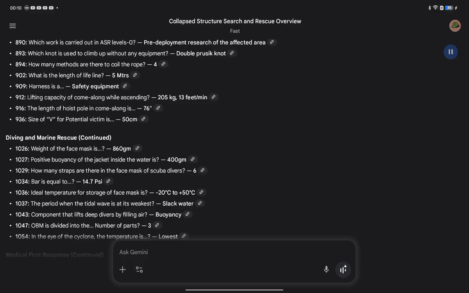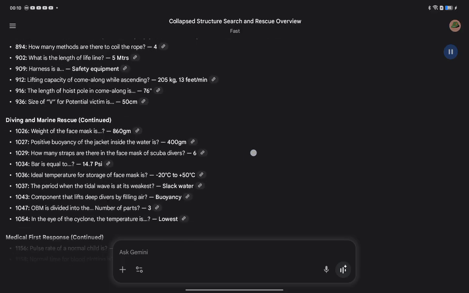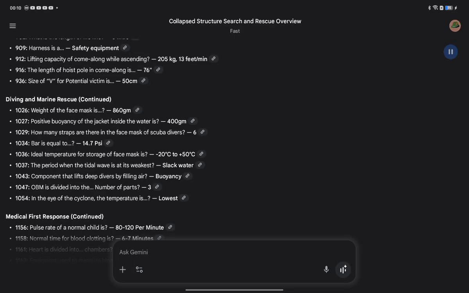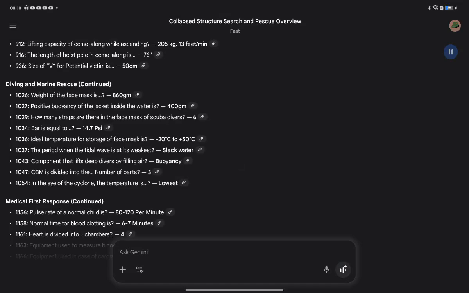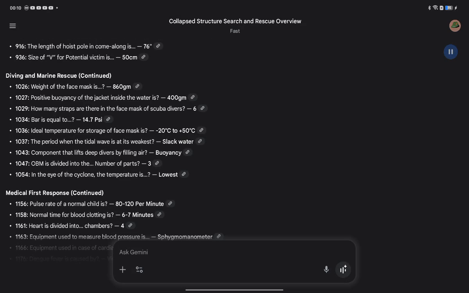912. Lifting capacity of come along while ascending? 205 kilograms, 13 feet per minute. 916. The length of hoist pole in come along is 76. 936. Size of V for potential victim is 50 centimeters. Diving and marine rescue continued.